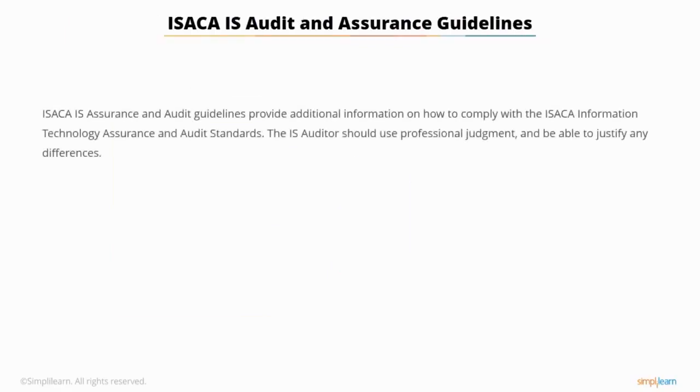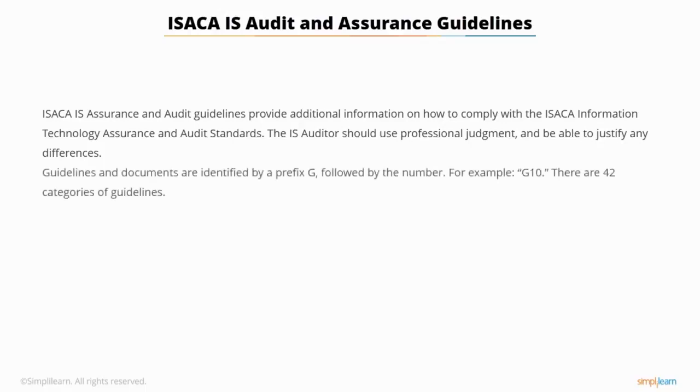ISACA IS Assurance Audit Guidelines provide additional information on how to comply with ISACA Information Technology Assurance and Audit Standards. The information systems auditor should use professional judgment, which means sometimes you may differ from the standards, but you need to be able to justify any difference. The guidelines are documents that are all identified by a prefix G followed by a number, for example, G10, G12, G20. There's actually 42 categories of guidelines.